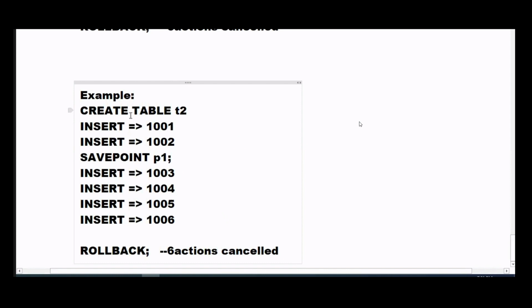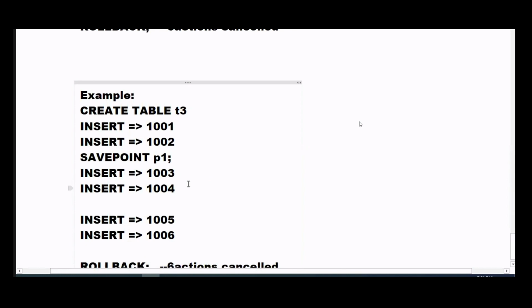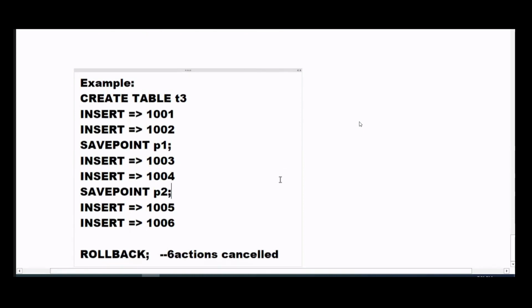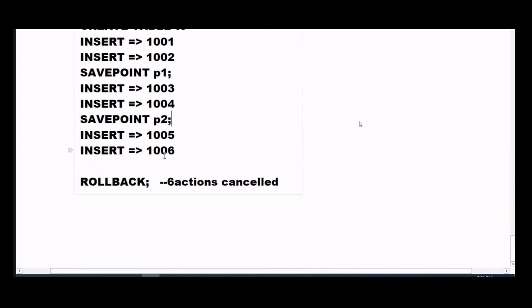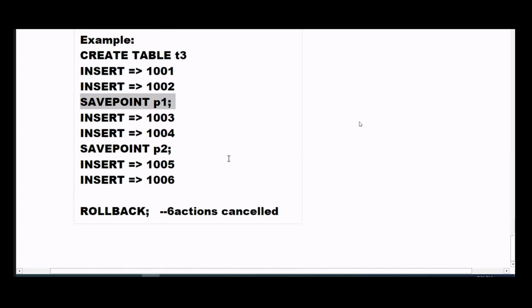Observe here, we are creating the table T3. We are inserting 2 records here. After inserting 2 records, I felt like till here my actions are okay. I'm setting one particular point, save point P1. Then again I'm performing some actions. After performing 2 actions, I felt like my actions are okay. So I'm setting one save point here, P2. Now, when we are performing large transactions, it's better to set save points in the middle.